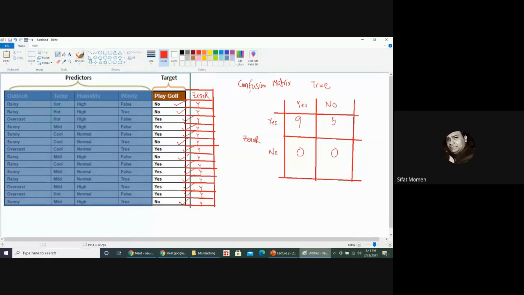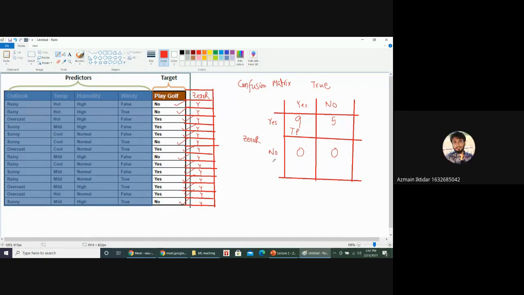Okay, now a couple of terms over here. Look at this cell. What does this cell mean? This cell means ZeroR is predicting it is yes and actually it is also yes. Correct or not? Yes, sir. Right. This is what we call true positive. What does true positive mean? It's positive, meaning yes. That means it's actually positive and it's also been predicted positive. So it's true positive. Clear?